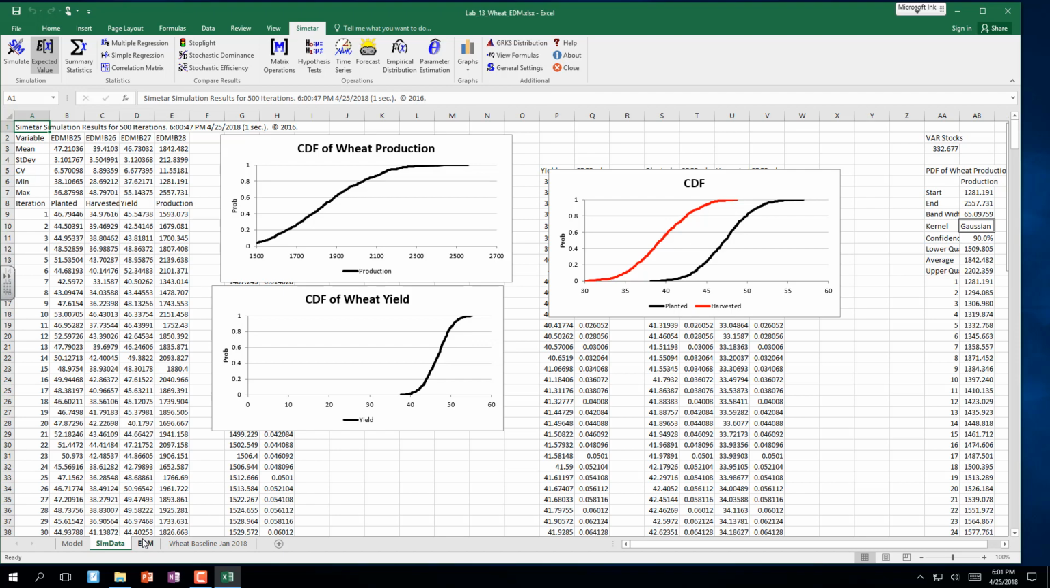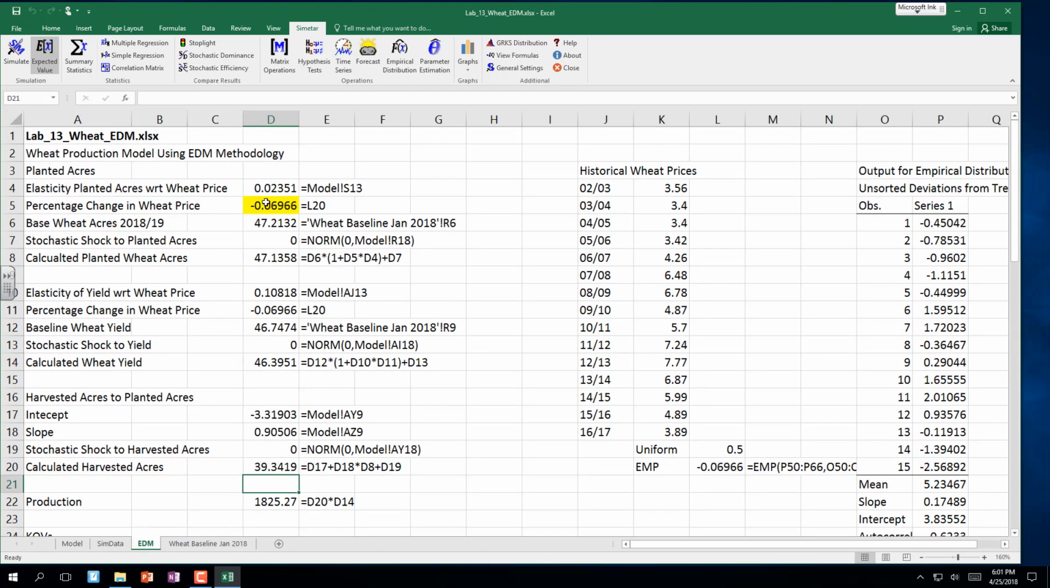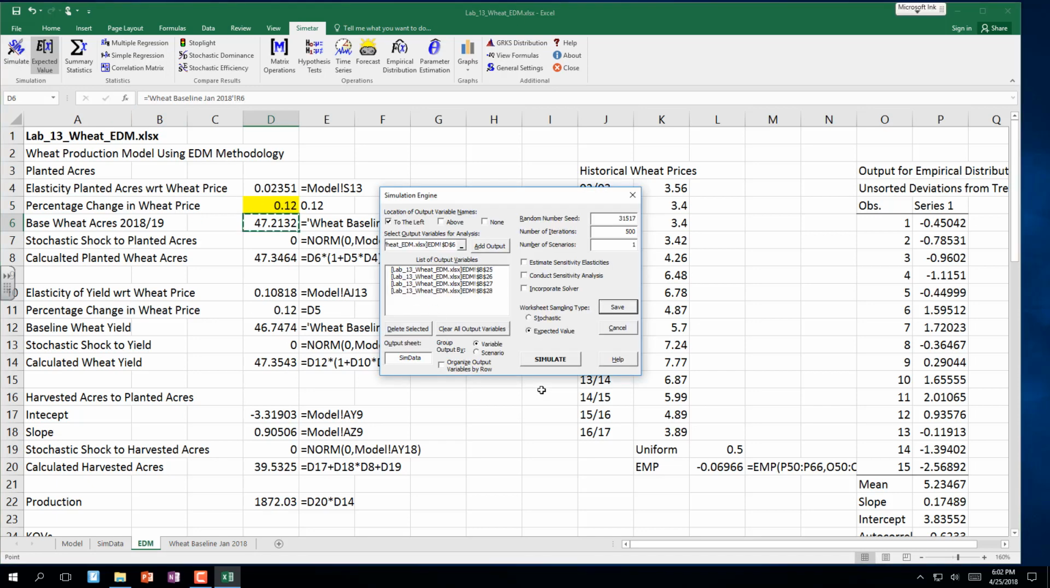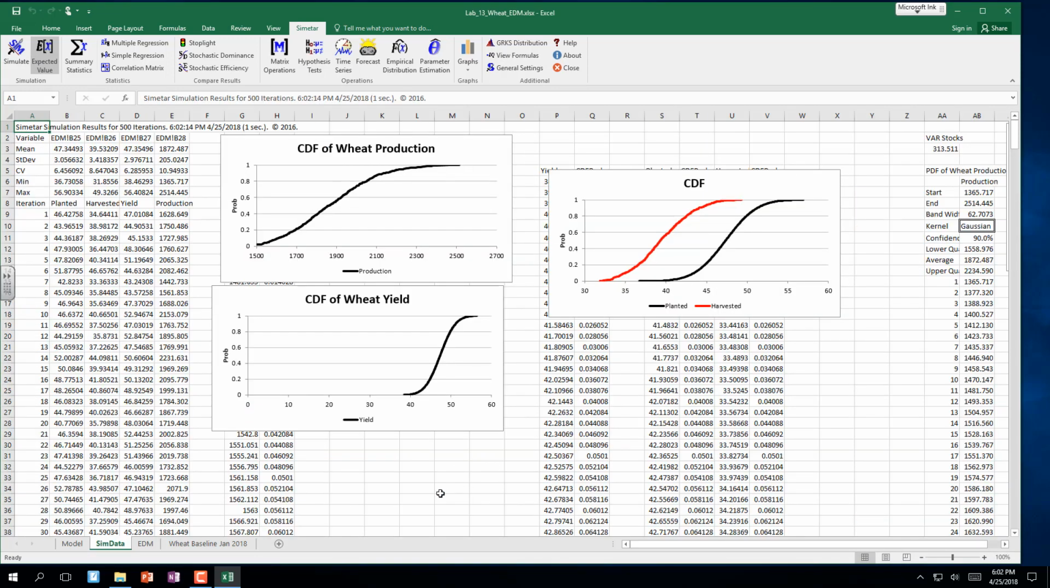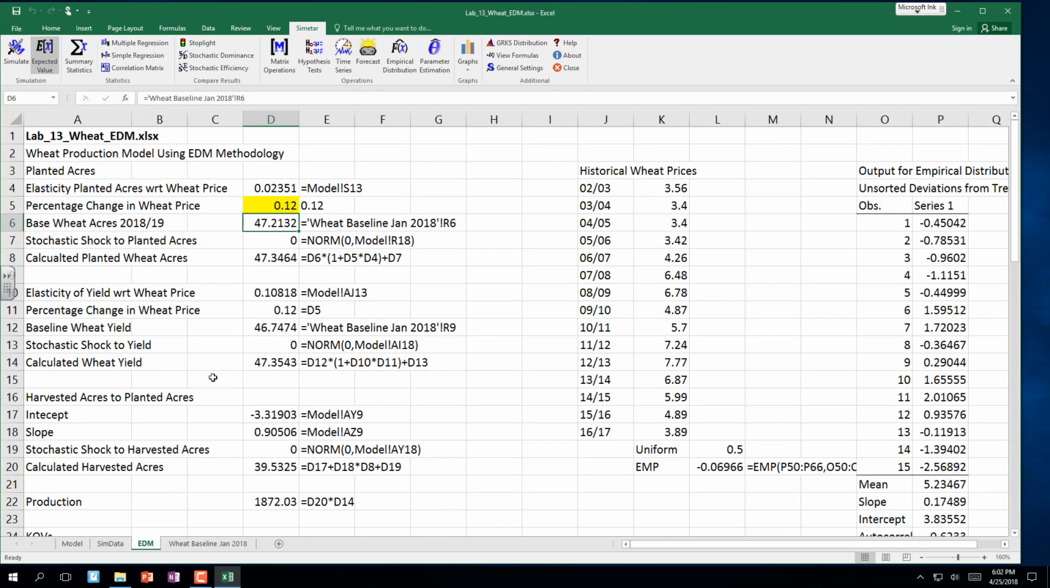Now, let me show you what else you can do with this thing. Instead of using a stochastic value here for the percentage change in price, I'm just going to make this one equal to that so I don't have to mess around with it. We can run this again with just what if the price of wheat goes up 12%. Just type in 0.12 and we simulate it. It shifts. That's what simulation's all about, what if questions.